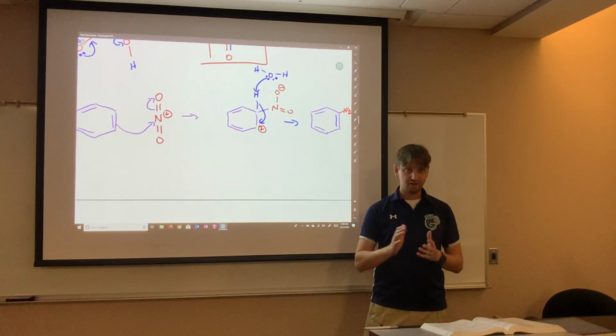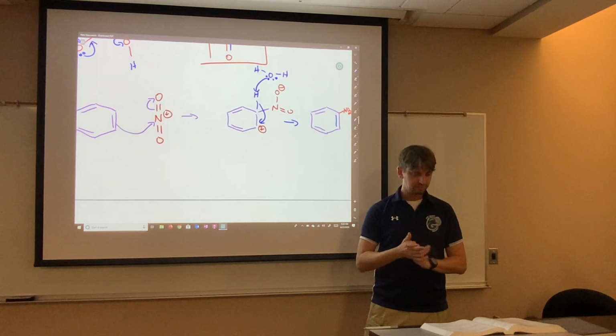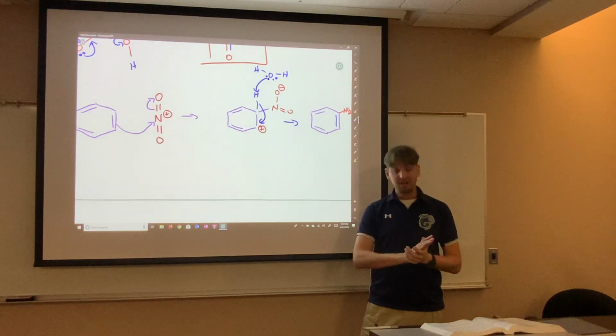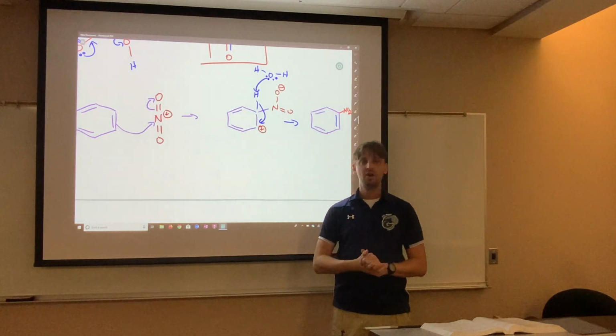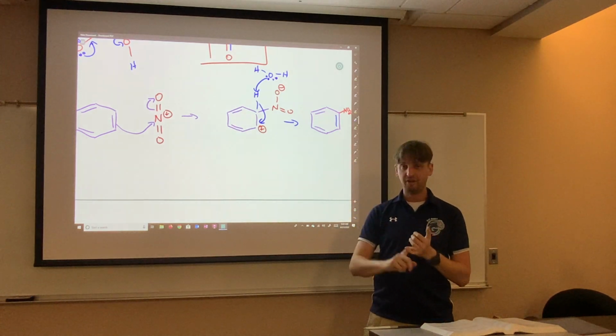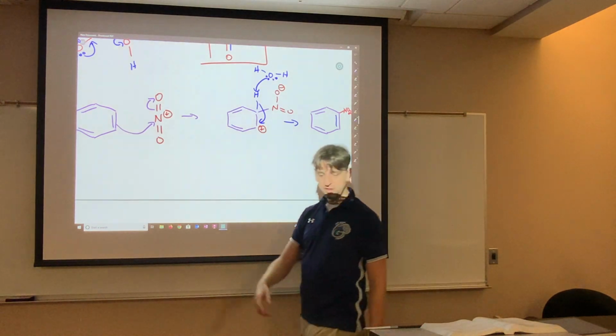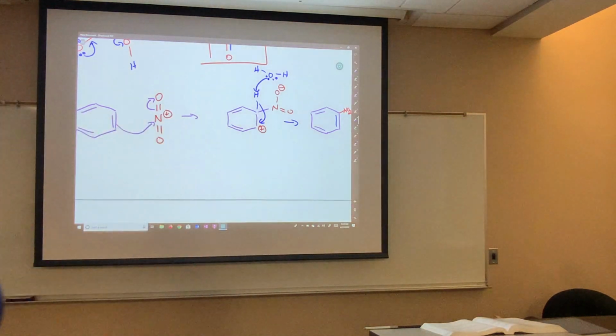So that's it for this chunk right here. I think we've spent enough time on this. Hopefully at this point this mechanism is sinking in. The mechanism's not going to change when we get to the next part. We're still going to generate electrophiles, still going to have the ring attack, it's still got to regenerate the ring, okay? So I will see you guys in just a bit for the next video.